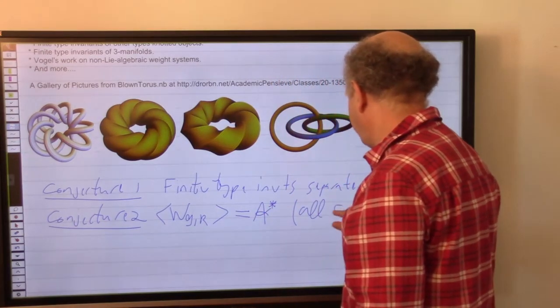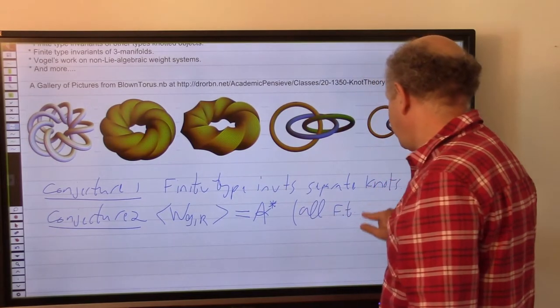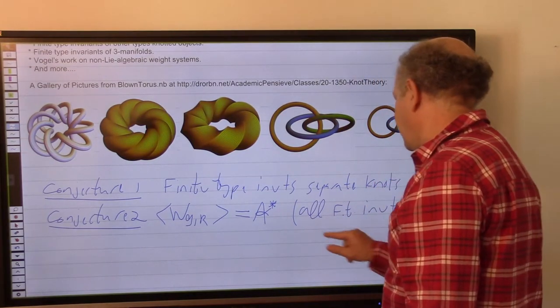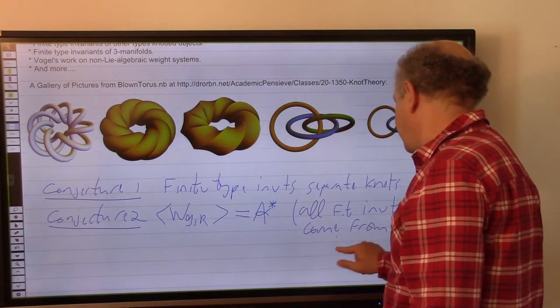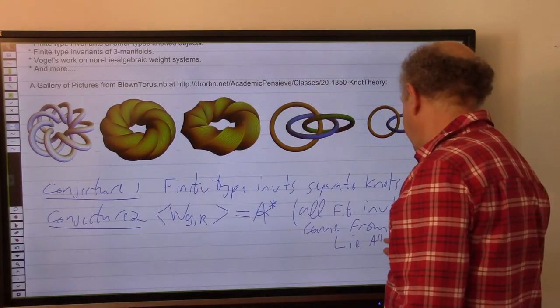which would mean that all finite type invariants come from Lie algebras.